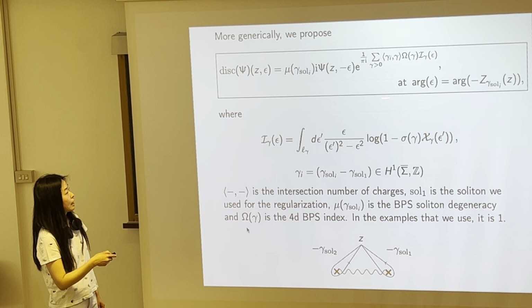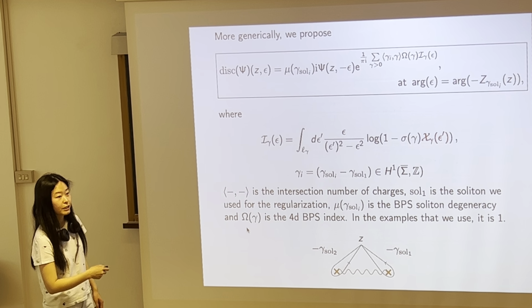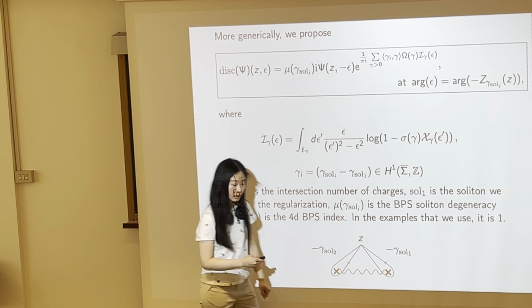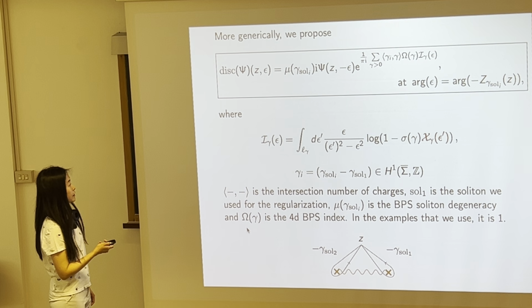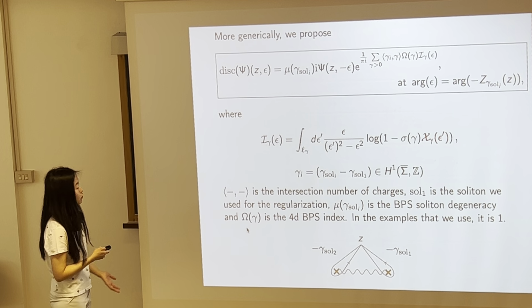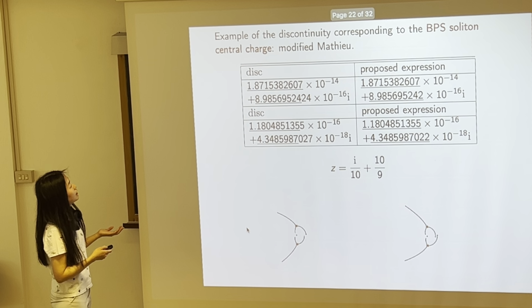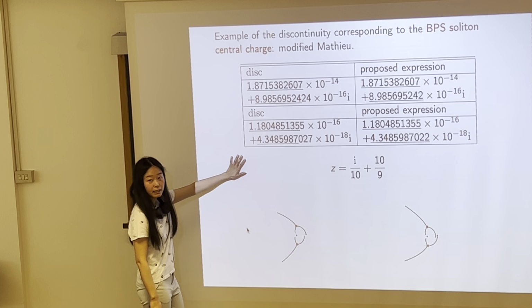And this omega here is the counting of the 4D BPS states, which is known as the 4D BPS index. And there is another more complicated expression, which is this integral term, which has quantum period as part of it. So this is the generic proposal for the discontinuities, corresponding to arbitrary soliton central charge. And actually, we can do some check of this proposal numerically.